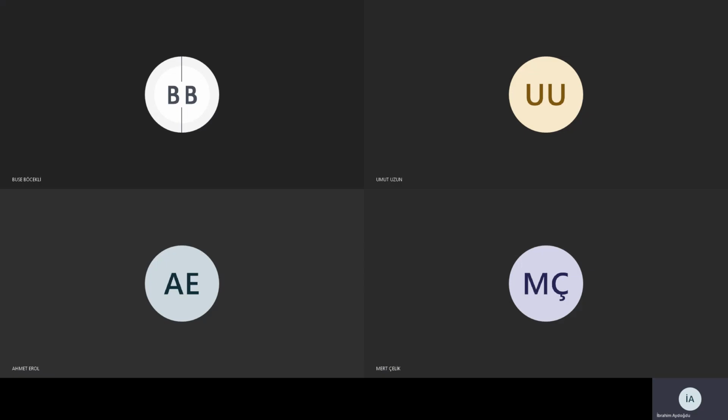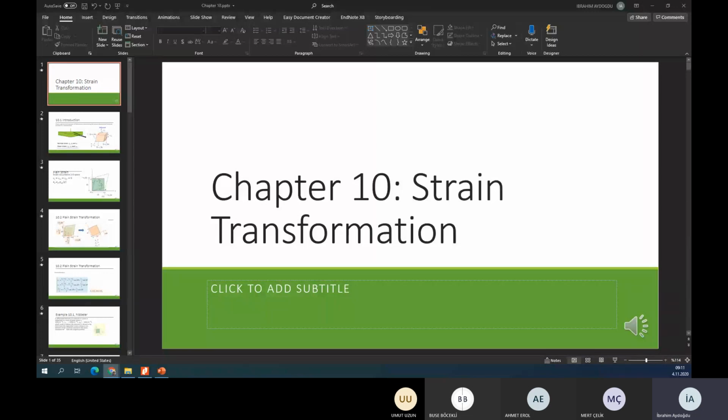Okay, so I said a few minutes ago, first of all, I want to summarize the strain transformation, but not the whole chapter, just half of the chapter, or the general meaning of the strain transformation. And I want to solve maybe one or two examples in this lecture. In this lesson, what is the meaning of strain transformation?